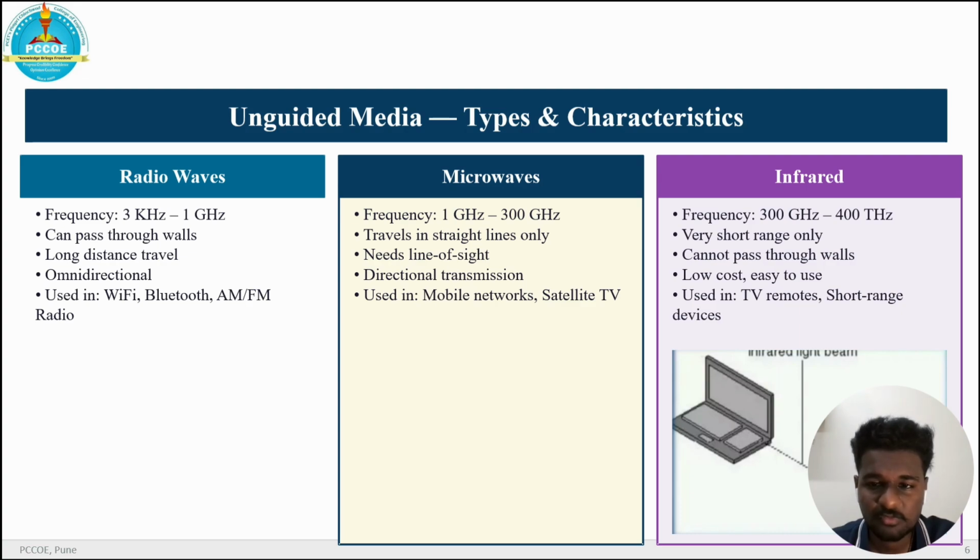Infrared. Frequency range of 300 GHz to 400 THz. These have very short range and cannot pass through walls, but are low cost and easy to use. You can see them every day in TV remotes and short range devices.